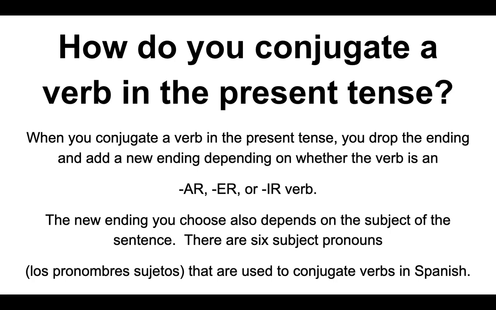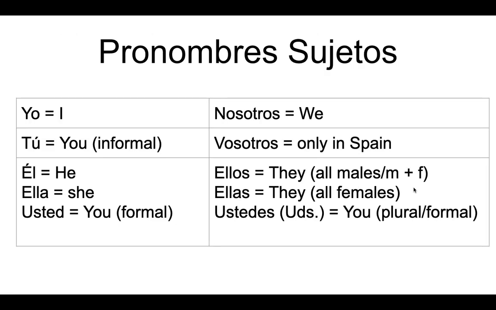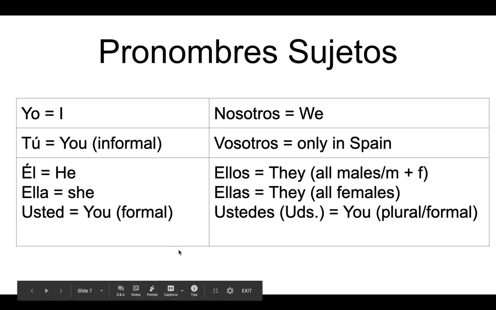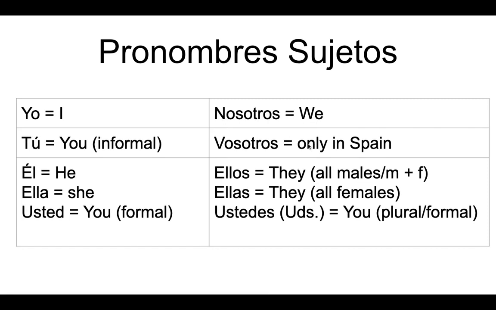There are subject pronouns, los pronombres sujetos, and those are used as well in helping determine how you conjugate a verb in Spanish. So here are the pronombres sujetos. Yo is I, tú is you, informally, él is he, ella is she, usted is you, formally, nosotros is we, vosotros, which we know we only use in Spain, so we don't really spend a lot of time on that. Ellos is they. It can be all males or males and females. Ellas is they, but only females. And then ustedes is you, plural, you all, and formally.